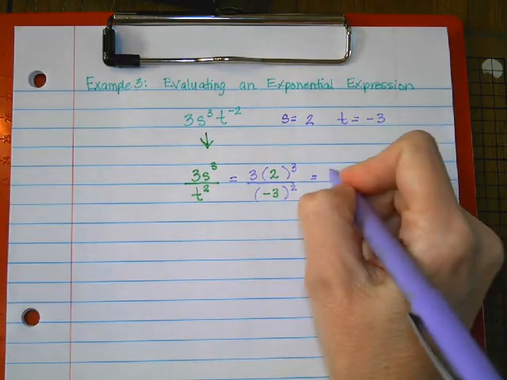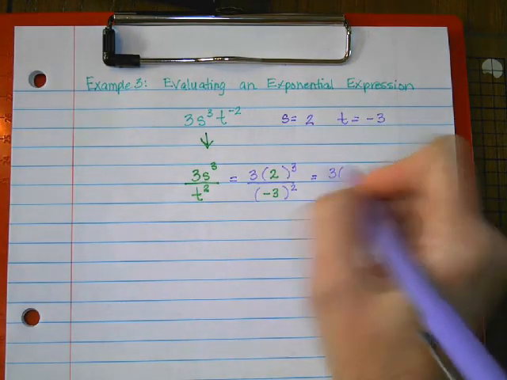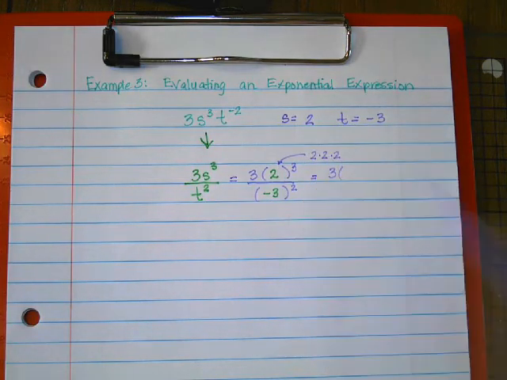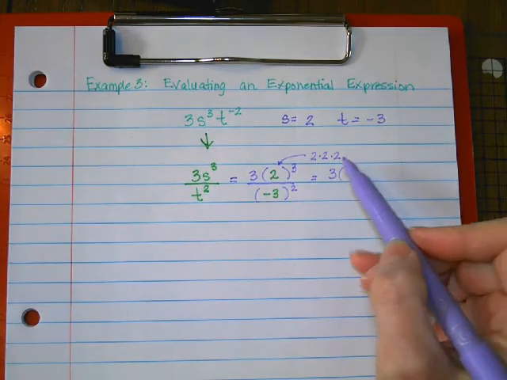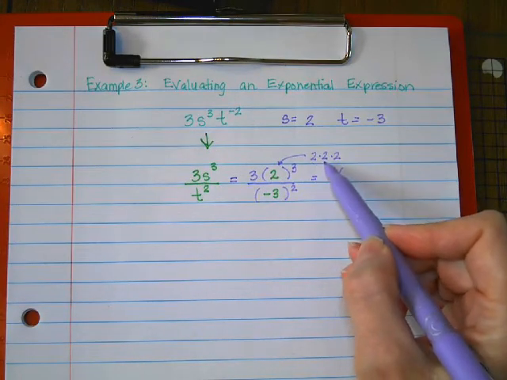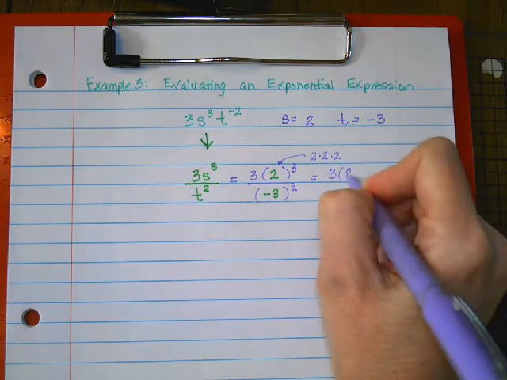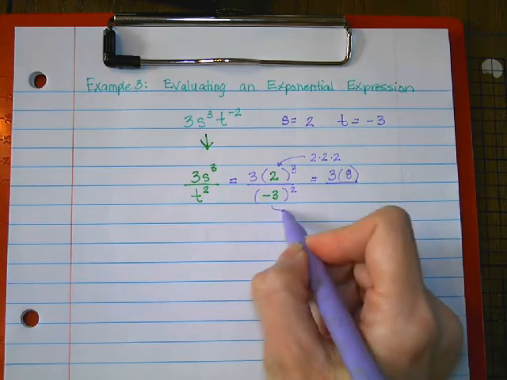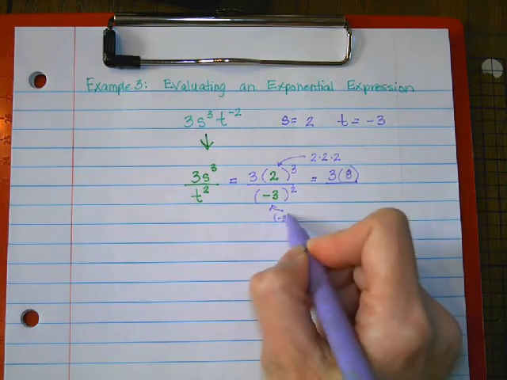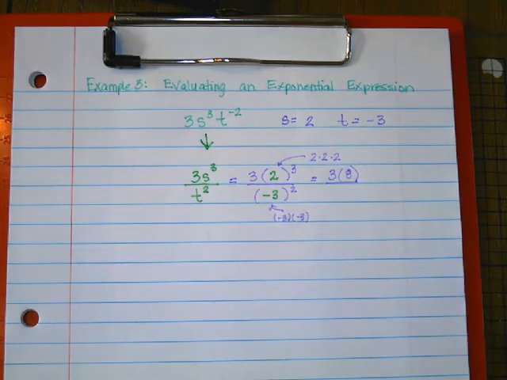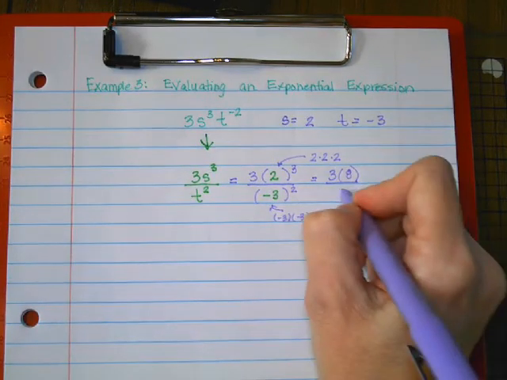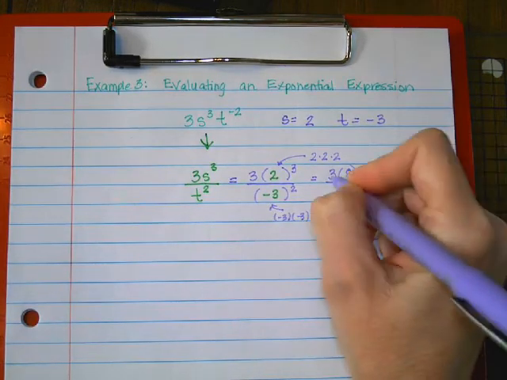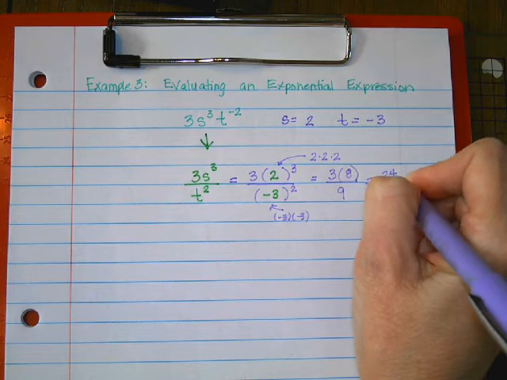All right, so now we've got this 3 times whatever 2 to the 3rd is. So this literally means 2 times 2 times 2. 2 times 2 is 4. 4 times 2 is 8. And on the bottom, this means, literally, -3 times -3. So -3 times -3 is +9. We're going to go over here and we're going to simplify. 3 times 8 is 24 over 9.